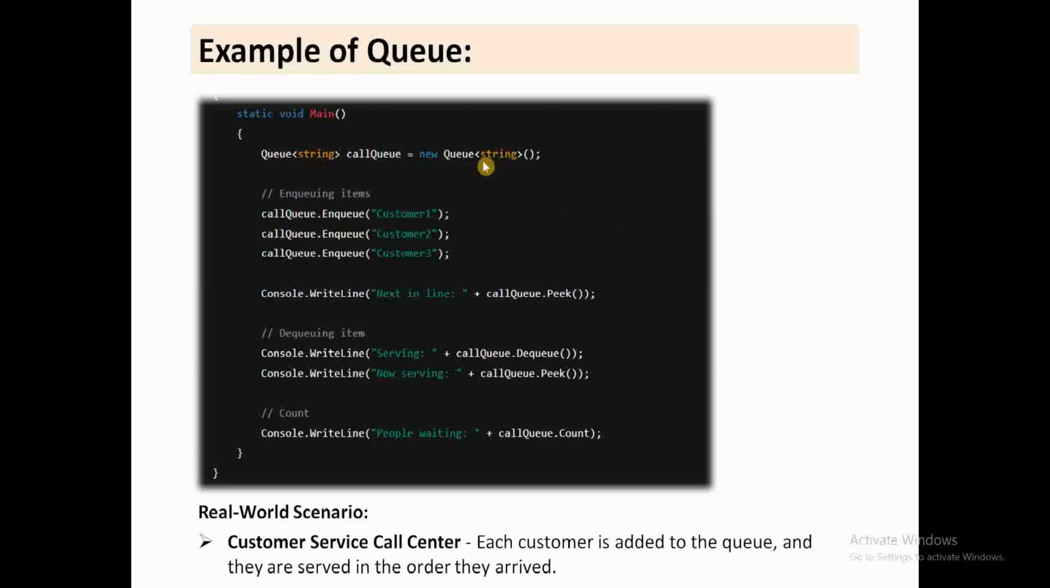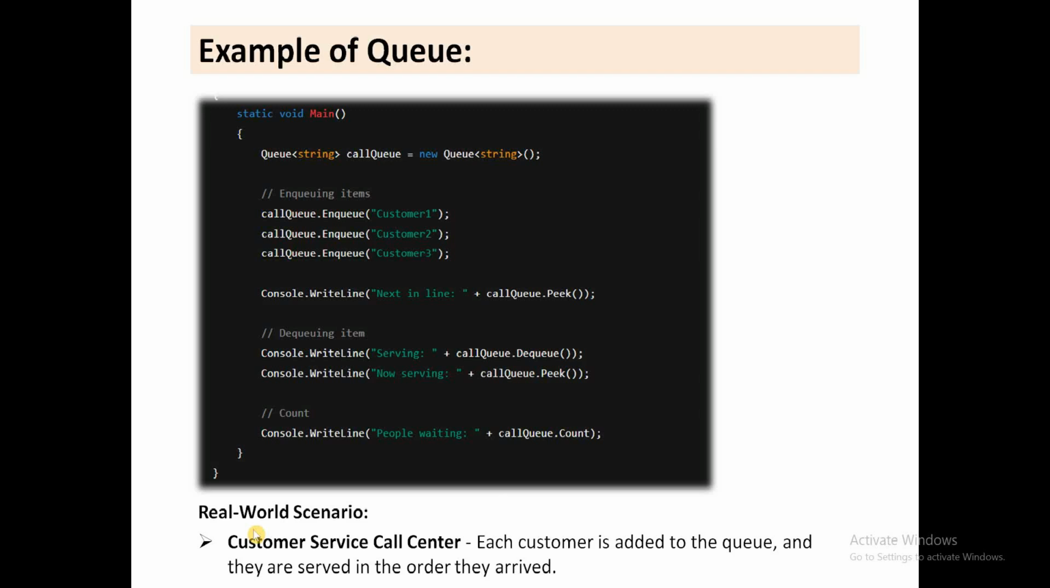Next we have an example of queue. Here we are using a queue with strings. With enqueue we are pushing the data into the list. With the peek method we are displaying the front value. With dequeue we are removing the front value from the list. And if we want to count the total elements in the list, we have to use count.